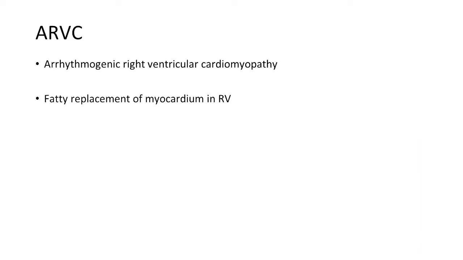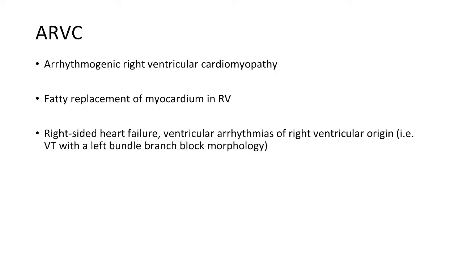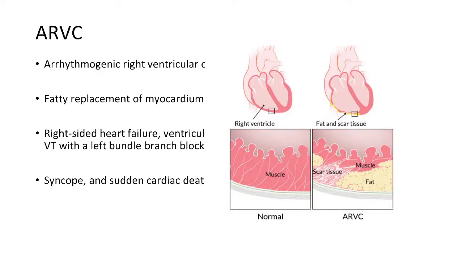So we are going to discuss arrhythmogenic right ventricular cardiomyopathy. It is also a genetic condition in which the right ventricle is mostly affected. The myocardium of the right ventricle is replaced by fat. So it leads to right sided heart failure and ventricular arrhythmias. These patients can present with recurrent syncope, palpitations, and can lead to sudden cardiac death. So again, normal myocardial muscle gets fatty deposition.